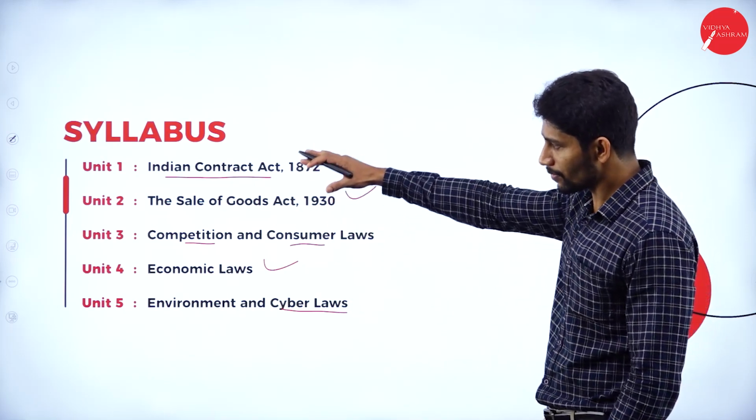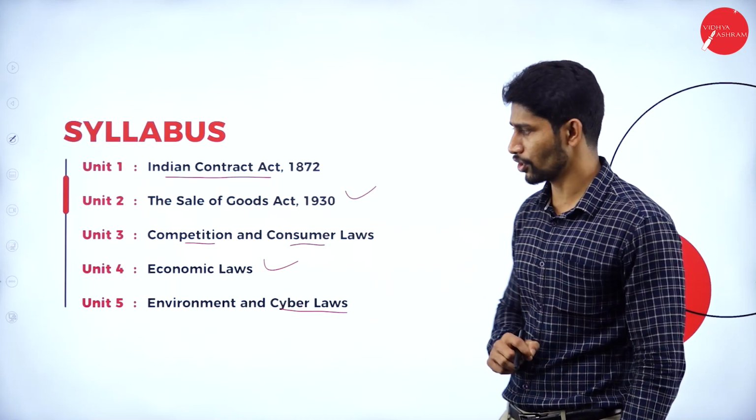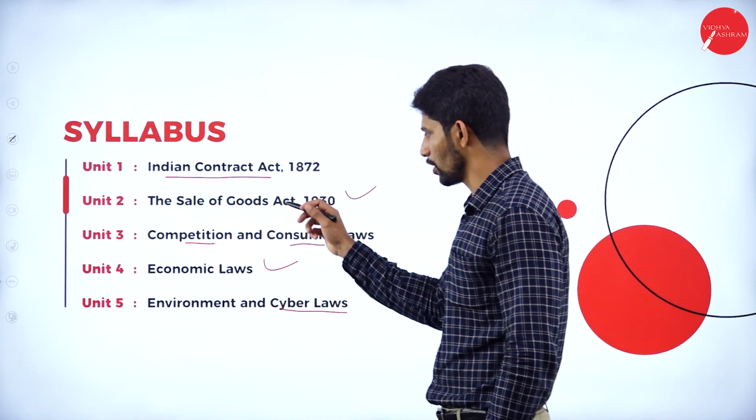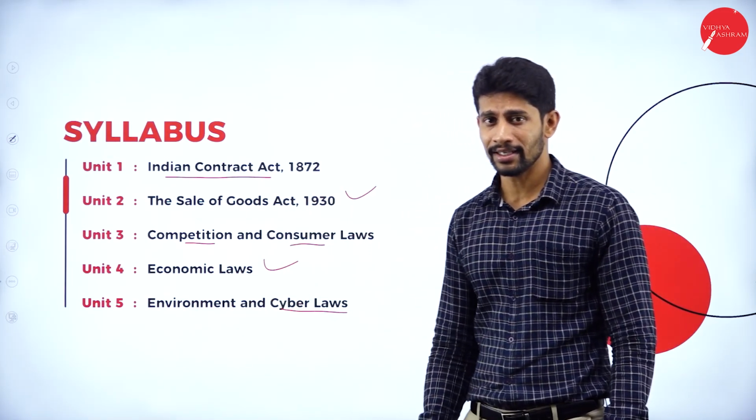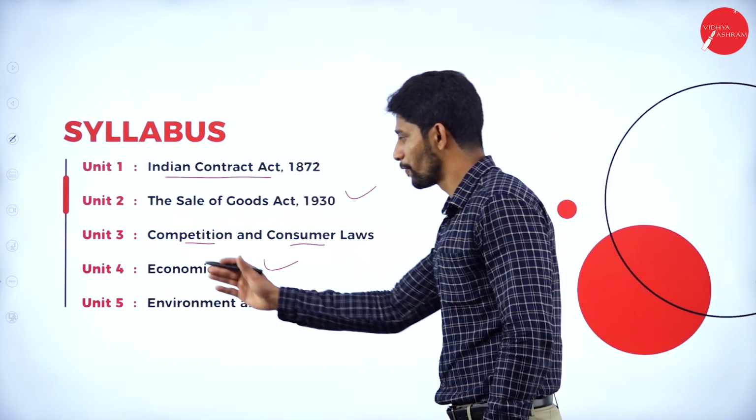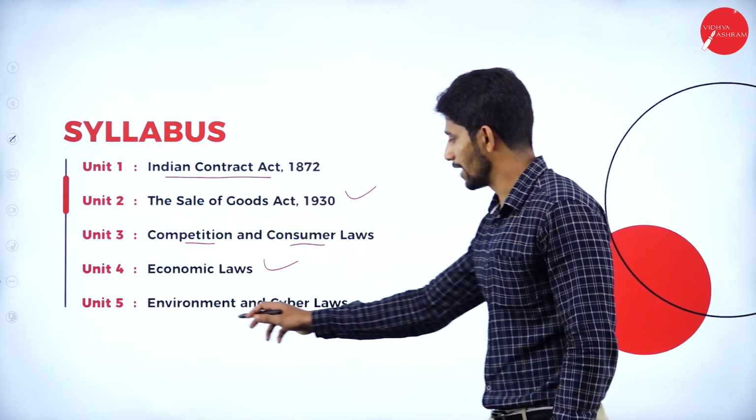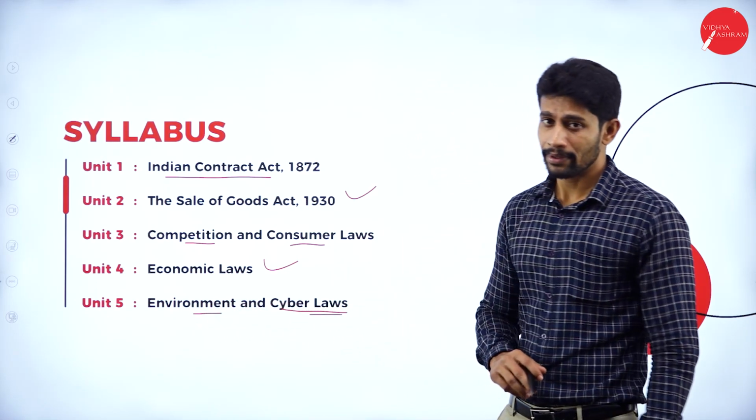So which are the units we have? First one is Indian Contract Act 1872. Second unit, the Sale of Goods Act 1930. Third unit, Competition and Consumer Laws. Fourth unit, Economic Laws. Fifth unit, that is Environment and Cyber Laws.